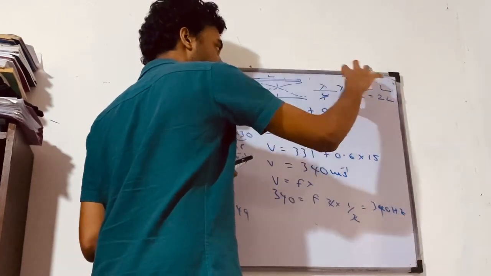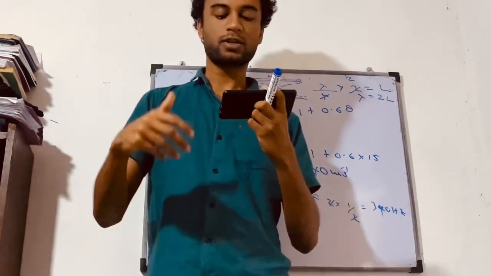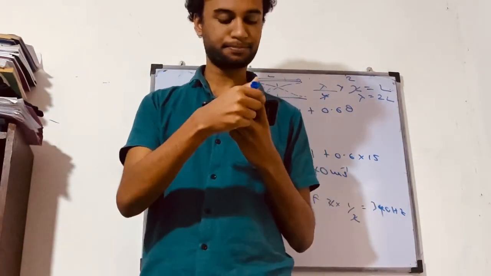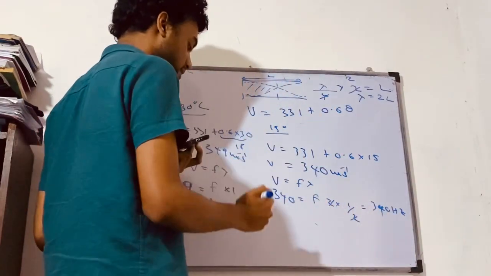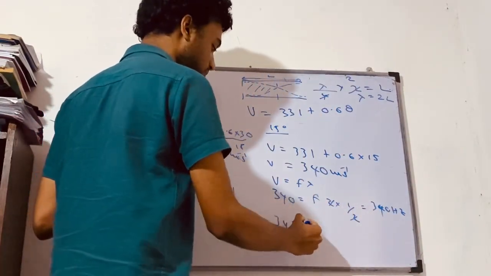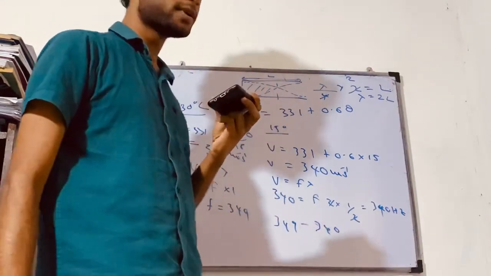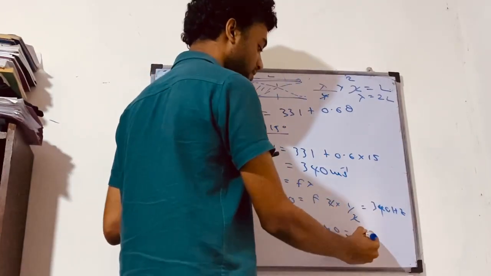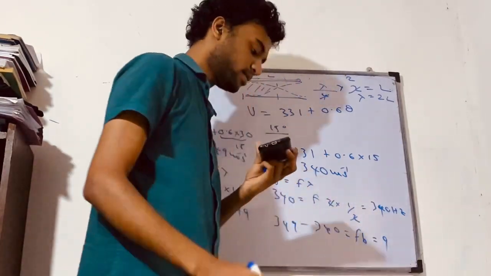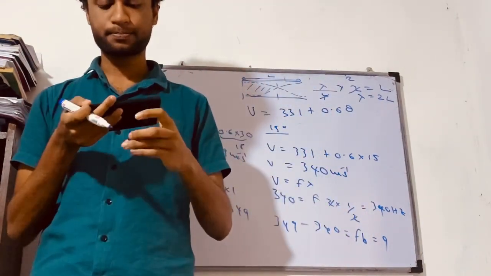When I place them together, I get the difference in frequency. This is what we call the number of beats. So it's a change in frequency, a difference in frequency. 349 minus 340 gives you the beat frequency, which is the number of beats produced per second. So what's the beat frequency then? f beat is equal to 9. I hope you understood that. Right, let's come to the 22nd question then.